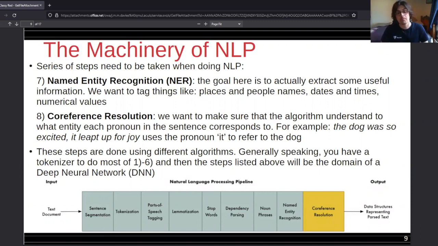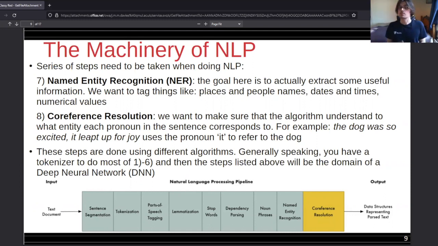And then it may happen, this is not something you have to do every time, but you may also want to do coreference resolution. Essentially, we want to make sure the algorithm understands what entity each pronoun in the sentence corresponds to. So if I have a sentence that says the dog was so excited, it leapt up for joy, we want to know that "it" means the dog, right? Because what happens if we separate this into two sentences: the dog was so excited, it leapt up for joy. We want the algorithm to be able to not just separate these two sentences as we do in segmentation, but to make sure that there's a connection point between the two, which is our coreference resolution.